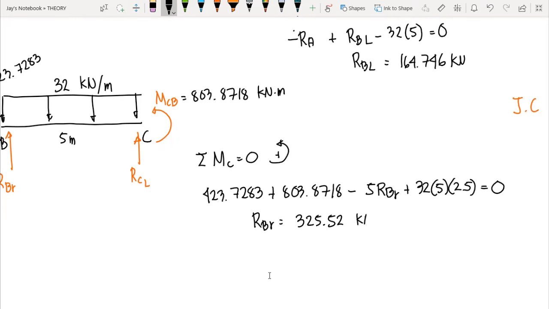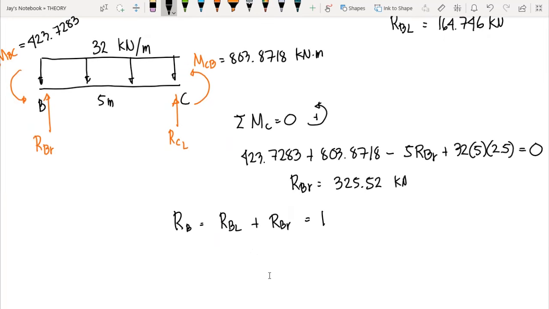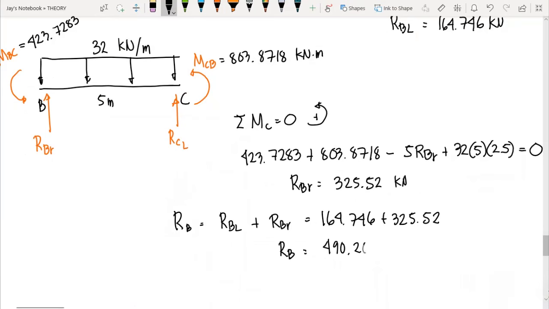325.52 kilonewton. So we have now the value of RB, which is equal to RBL plus RBR, which is equal to 164.746 plus 325.52. The reaction at B is equal to 490.266 kilonewton. So this is the value of the reaction at B.